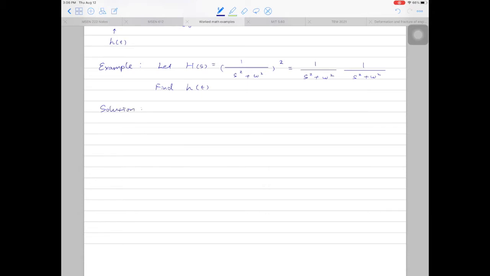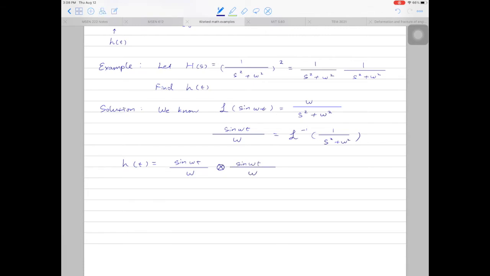From the very first video, we know by looking up the Laplace transform table, if you do Laplace transform of sine omega t, you get omega over s squared plus omega squared. Then sine omega t over omega will be the inverse Laplace transform of 1 over s squared plus omega squared. We also just learned that in the S space, if it's a product, then in the T space, it will be convolution. Then the lowercase h(t) is equal to sine omega t over omega convoluted by sine omega t over omega. Use the formula we had on the previous page about convolution.